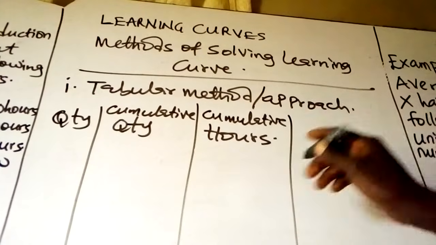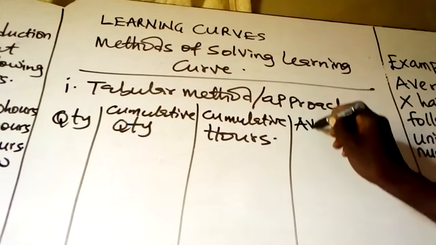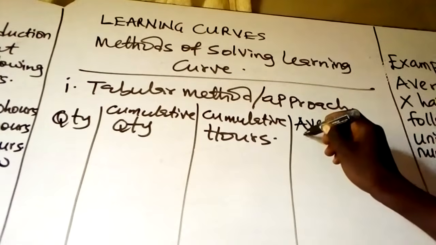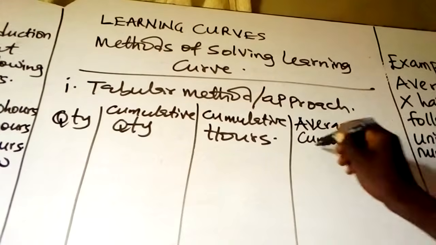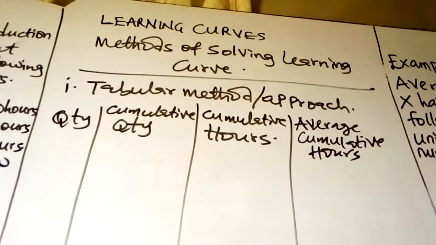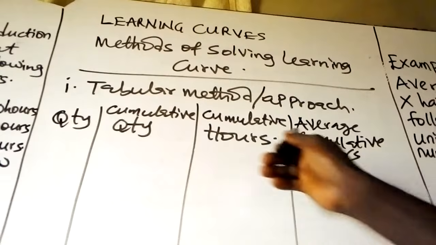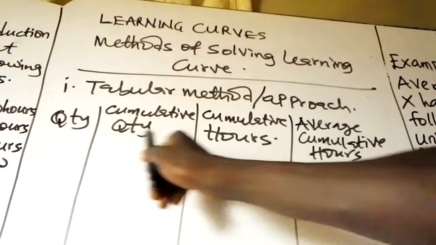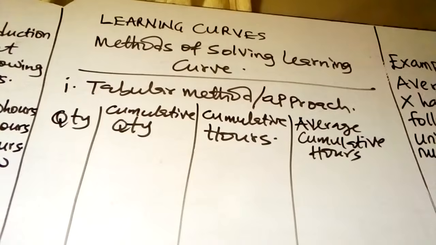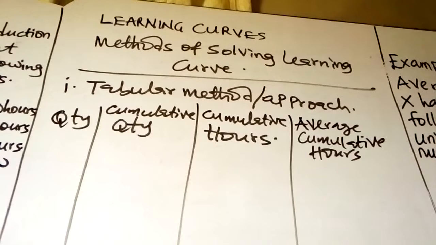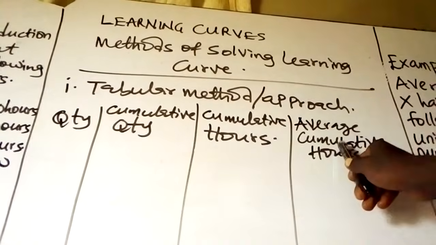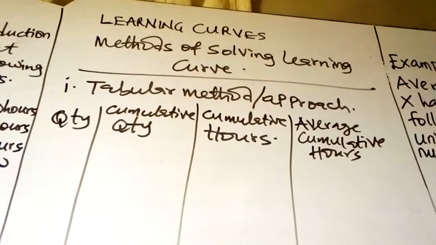Then cumulative hours. Then we can also have average cumulative hours, which will be obtained by dividing the cumulative hours by the cumulative quantity. Cumulative hours divided by the cumulative quantity will give us the average cumulative hours. Bear that in mind. That is the tabular approach.